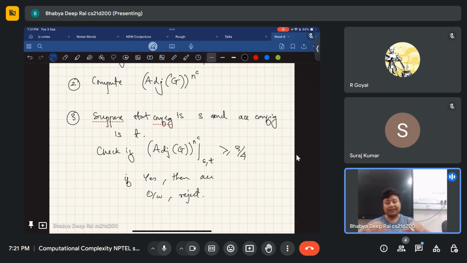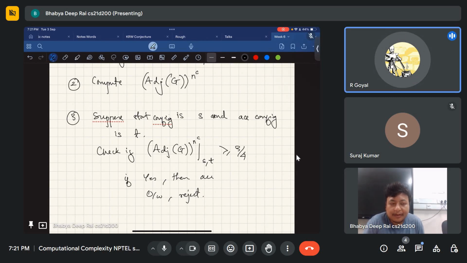We are assuming that the distribution is uniformly random, a uniform distribution. So finally we compute the final probability and check whether the probability from the start state to the accepting configuration in the configuration graph in n to the c steps is still at least 3/4. If it is, then I'll accept. Otherwise, I'll reject. Is that clear?